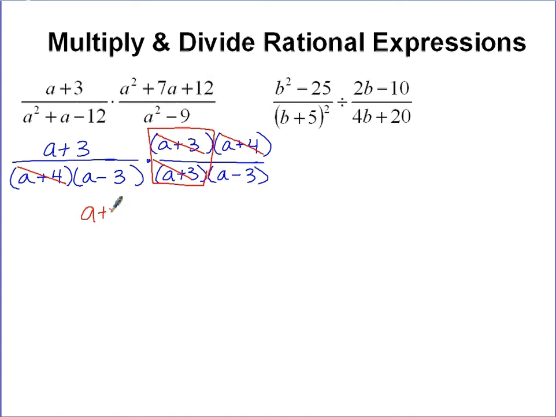So I'm left here with a plus 3 over a minus 3 times a minus 3. Another way to write this would be a plus 3 over a minus 3 squared.